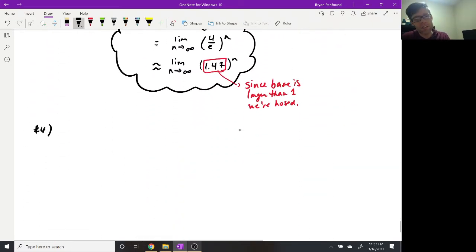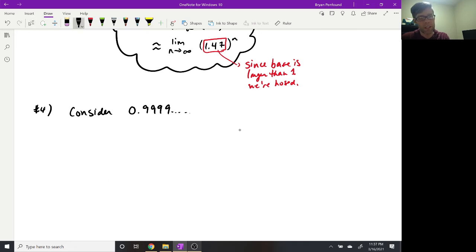But what we're going to do is consider the number 0.999 repeating. And I want to show you something really interesting about this particular number. We can think about 0.9999 repeating as a sum of fractions, right? So this is 9/10, 9/100, 9/1000, 9/10,000. So we can think about this as a sum of fractions in the following way.